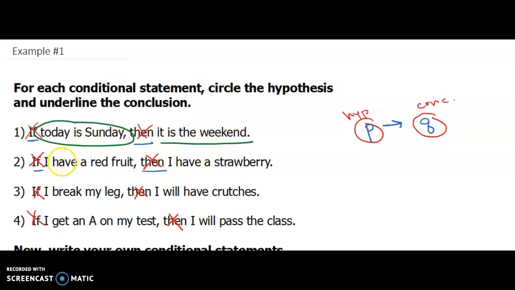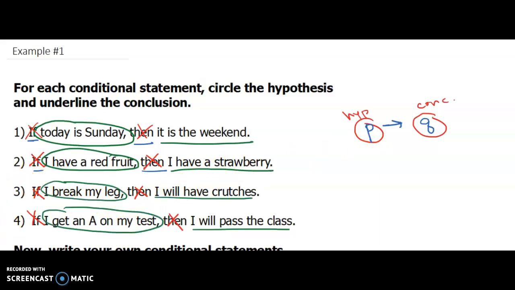Okay, so let's look at 2. If I have a red fruit, so I have a red fruit would be my hypothesis, then, oops, I have a strawberry would be my conclusion. All right, I want you to do 3 and 4 on your own. It should only take you a second, and then we will come back and I'll give you the answers.